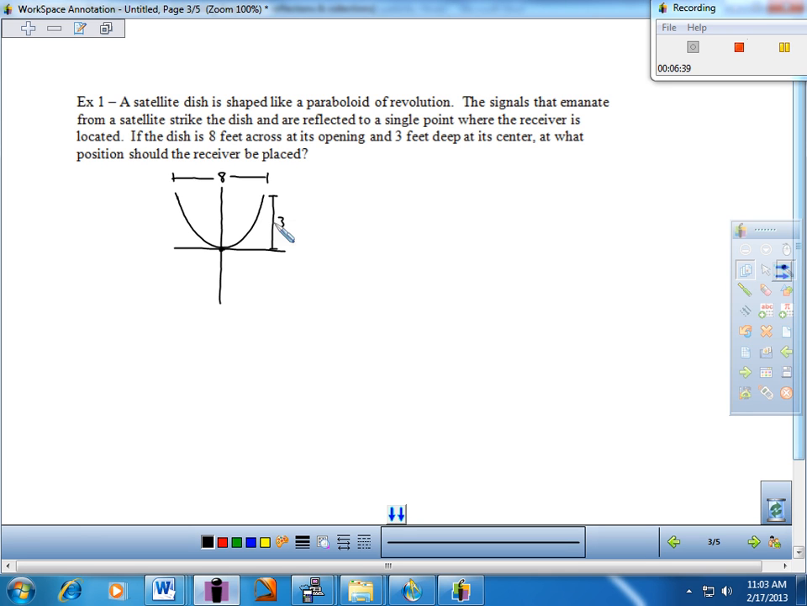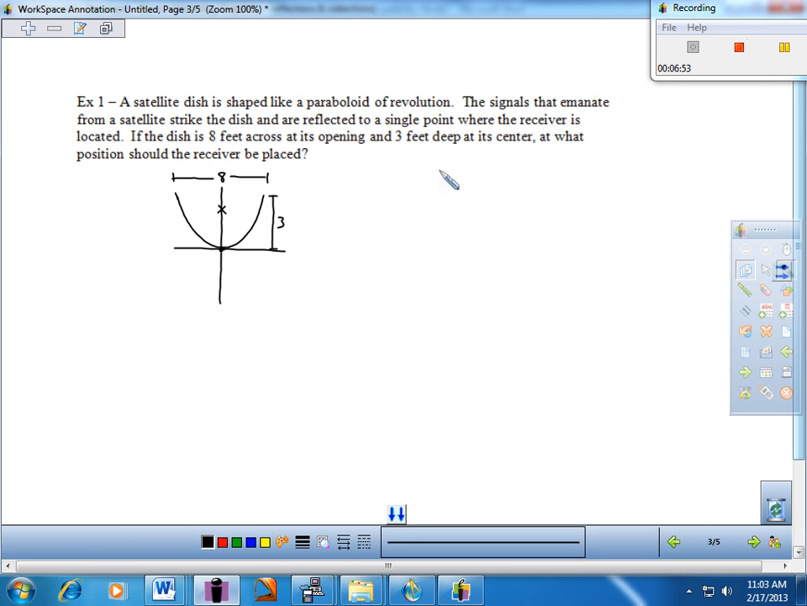At what position should the receiver be placed? Now, this is a satellite dish. I'm not sure if the receiver is going to be placed inside the dish or outside the dish. I don't know. But for our drawing, quite frankly, it doesn't matter. I'm just going to throw the focus wherever we want. That's where the receiver is going to be. So that's the reflective property. The signals are going to bounce off like this and go right to the focus, which is where the receiver wants to be placed. Okay, well, let's go ahead and start this.